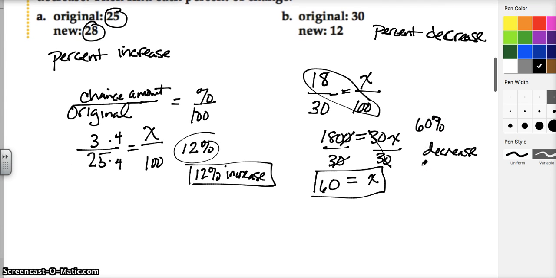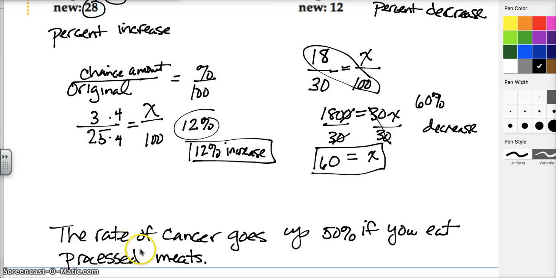I was watching a show, and it was about health, and they talked about the increase of cancer in people who ate meat, particularly processed meat, like cold cuts and stuff like that. And the information said that the rate of cancer goes up 50% if you eat processed meats. Pretty scary, right? And it is a scary thing.